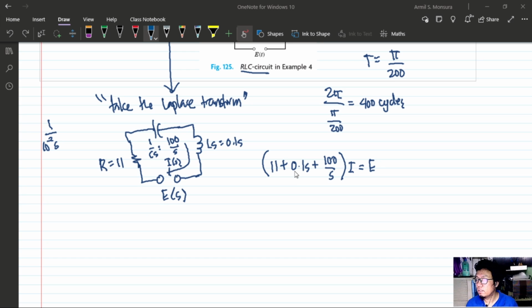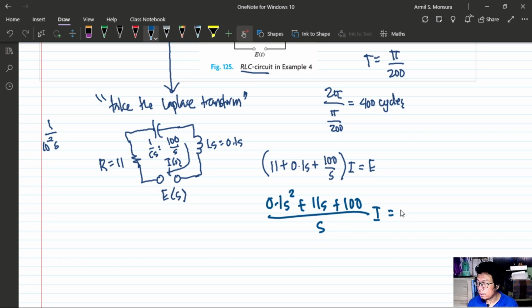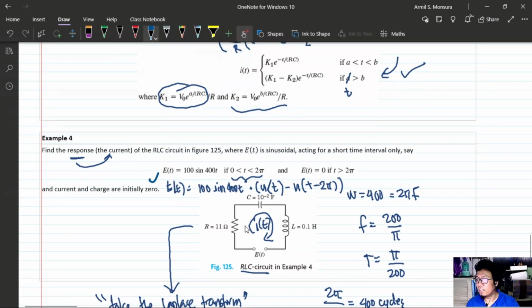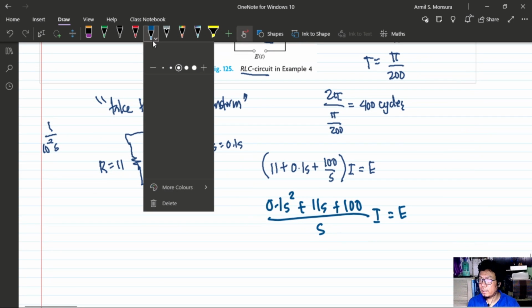So here, what we will do now is to solve for current. We will now solve for current here. Before that, let's express this in terms of a single rational term. So we will have something like 0.1 s squared plus 11s plus 100 divided by s, multiplied to I, equals E. And remember that E is what we have obtained here. We will try to incorporate that later on.